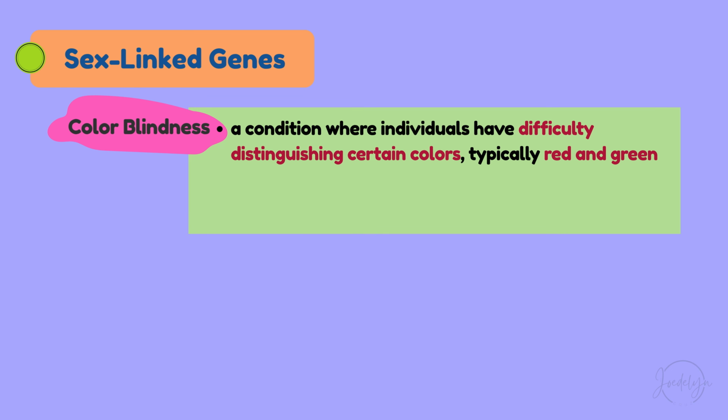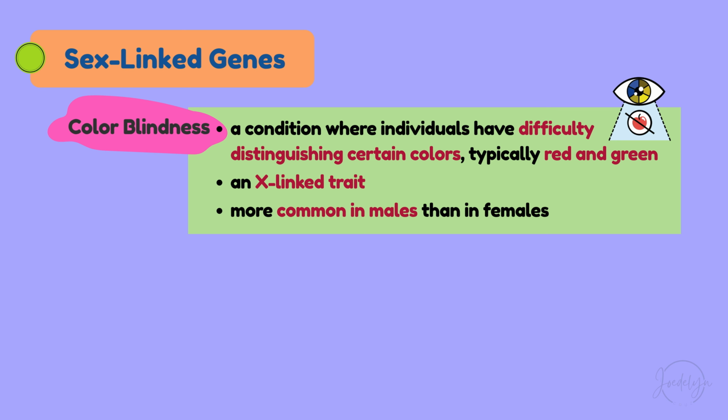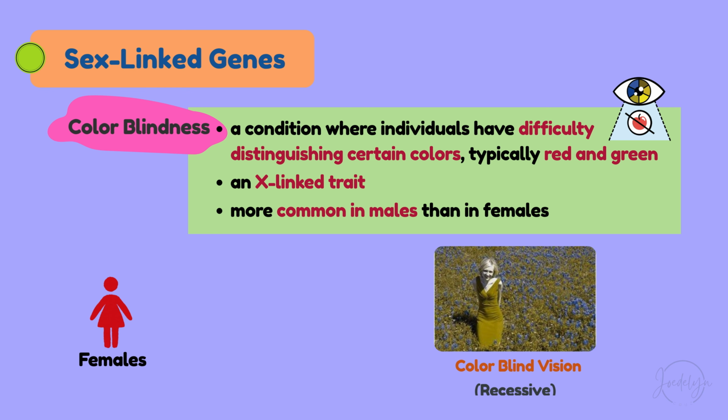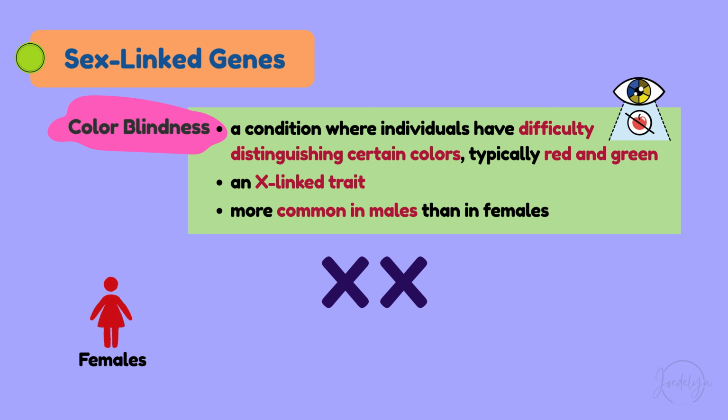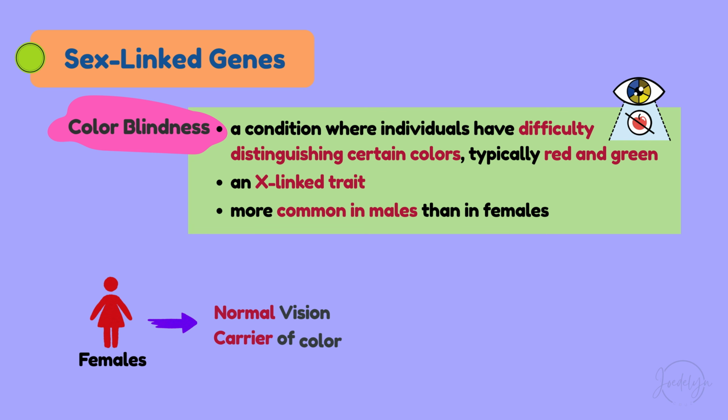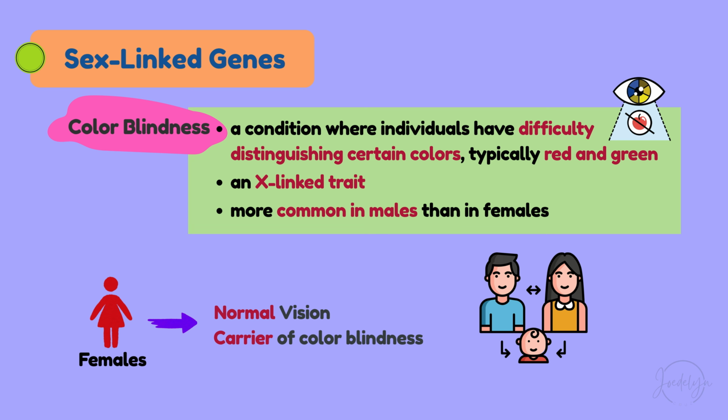Color blindness is a condition where individuals have difficulty distinguishing certain colors, typically red and green. It is an X-linked trait. Color blindness is more common in males than in females. Let's begin with females, since color blindness is recessive and normal vision is dominant. Even though a female has color blindness on one of her chromosomes, it would be canceled out by the normal vision gene, which is dominant. Thus, the female will have normal vision, but would be a carrier of color blindness, and there would be a possibility that her children will inherit color blindness.